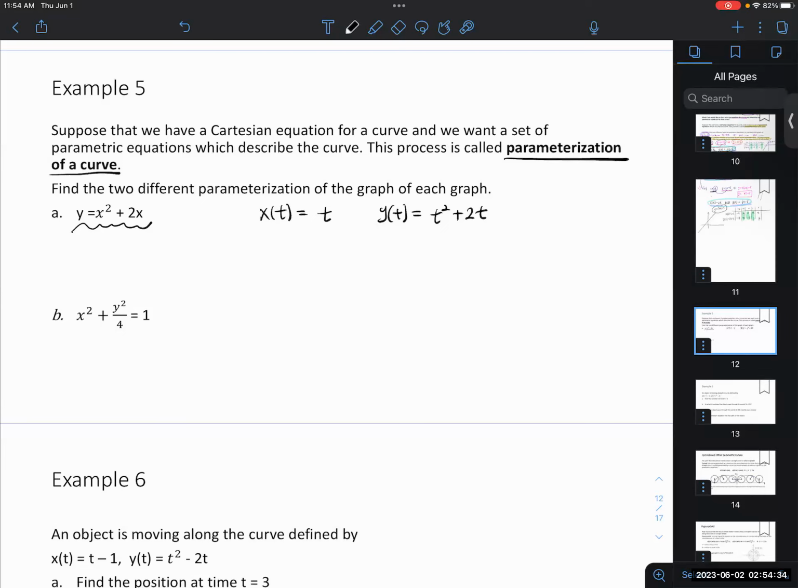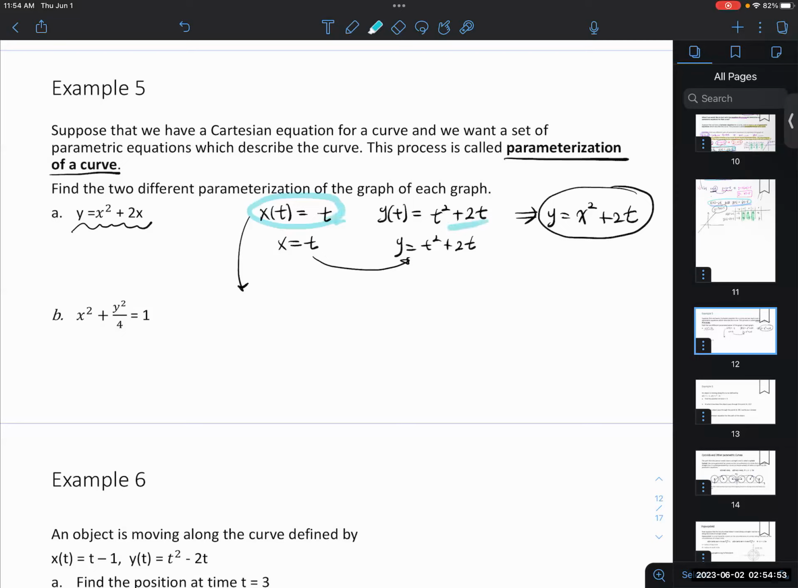If I choose t, what happens? Automatically, x equals t and y equals t squared plus 2t. You plug in, and y will be x squared plus 2x. Exactly, you will get the equation. You can choose another. So this is one pair, x equal to t, y equal to t squared plus 2t. This is one answer. Another possible answer, you can choose 2t, right? And then the other function fixed, t squared plus 2t. So x equal to 2t, and y equal to t squared plus 2t.